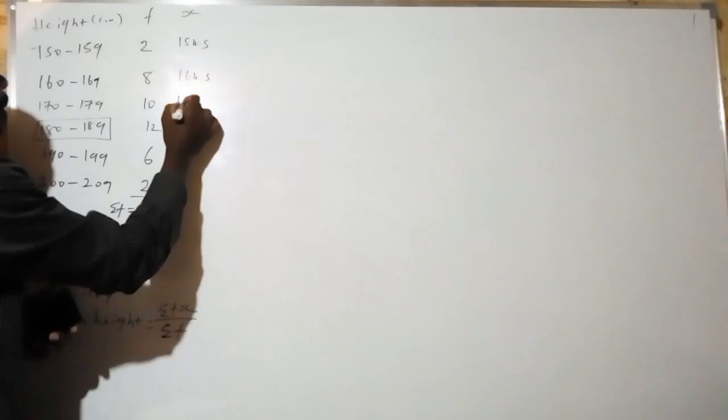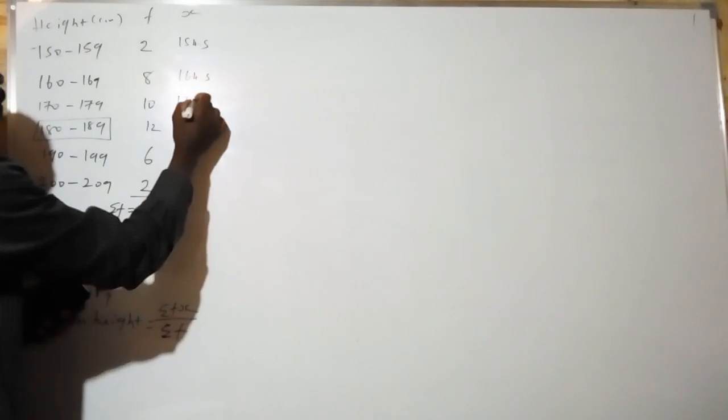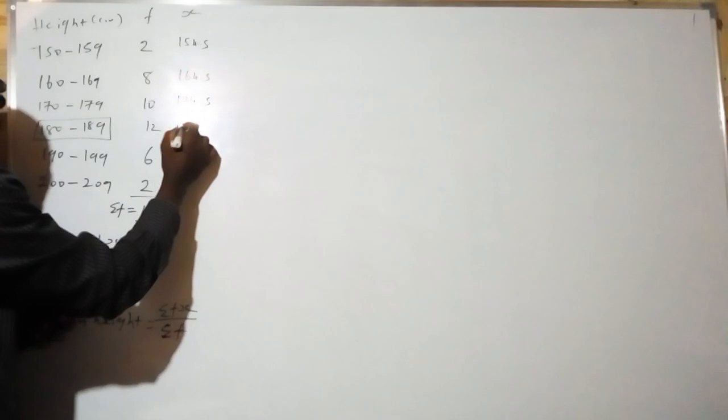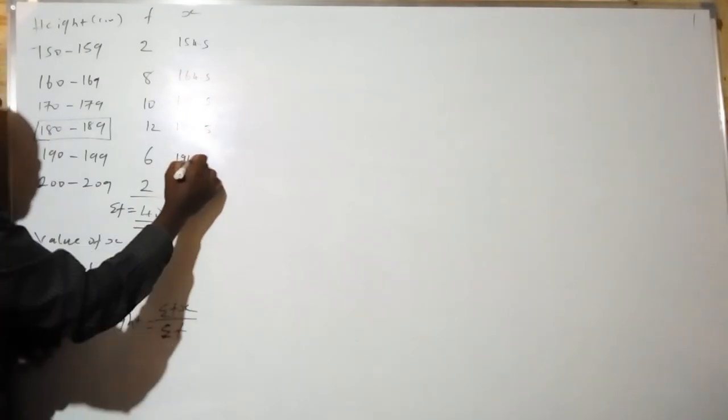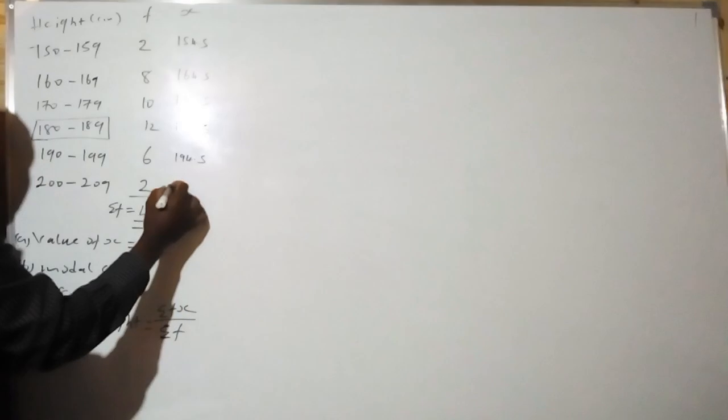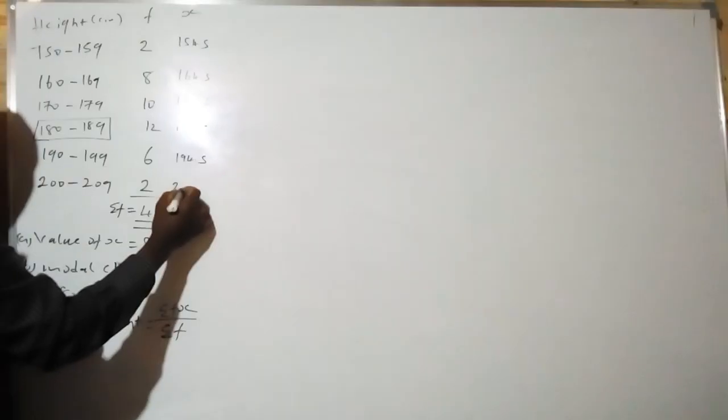164.5 here, 174.5, then it continues, 184.5, 194.5, and 409 divided by 2, 204.5. This is our X.